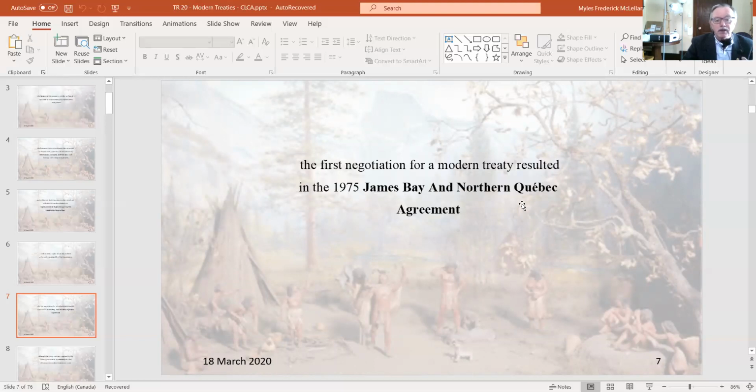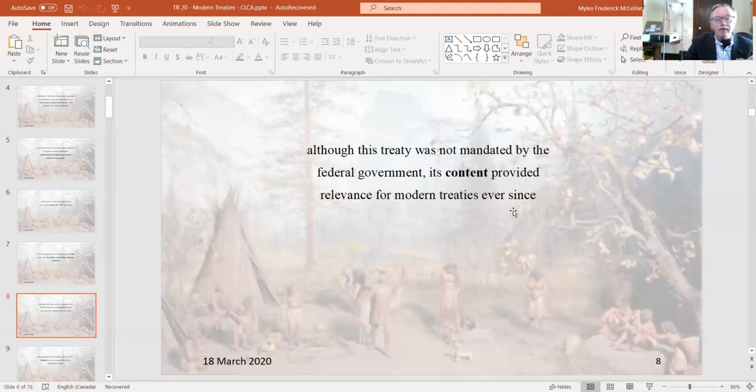The first negotiation for a modern treaty, and we've talked about this before, was the James Bay Northern Quebec Agreement between the province of Quebec and the Cree, which was the indigenous peoples in northern Quebec, and the Inuit, which likewise are indigenous peoples who live in the Arctic Circle. So those were the two indigenous groups that negotiated this agreement with the province of Quebec.